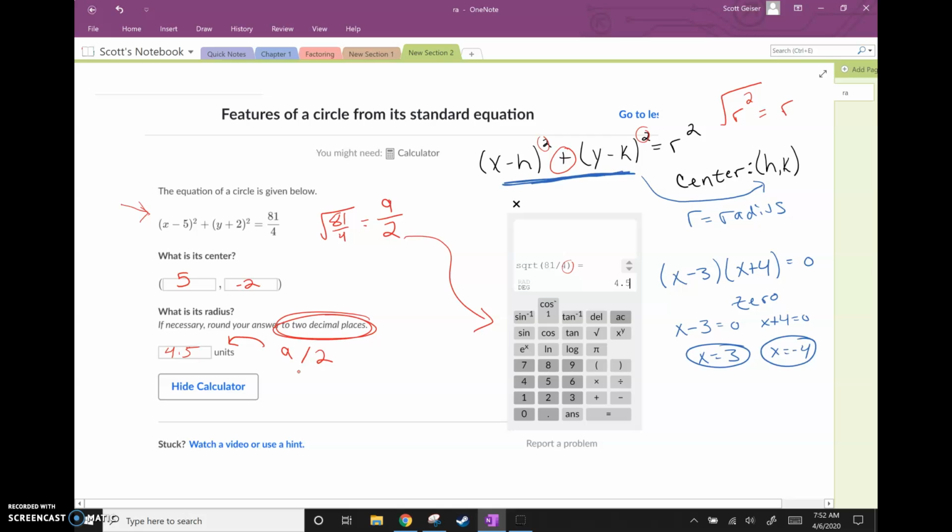And then we could actually go backwards from this too. If I had the center, if I start with this, I would just put the opposite. It would be x minus 5, y plus 2, take the opposites. And then instead of taking the square root, I would go backwards and square it back in there.